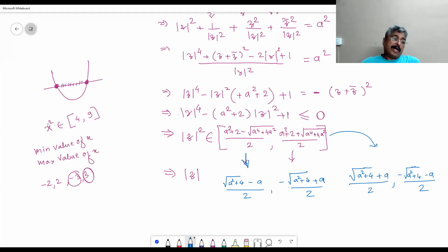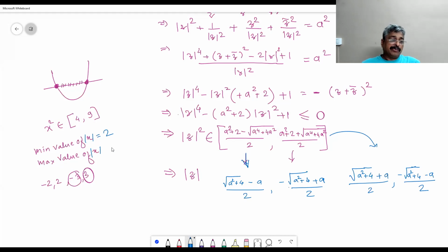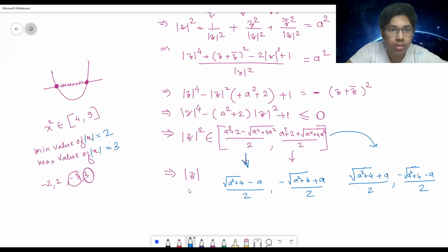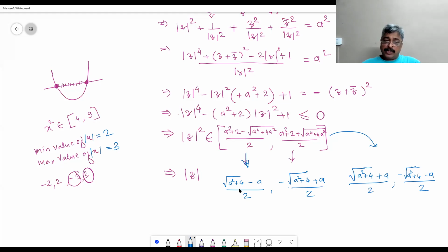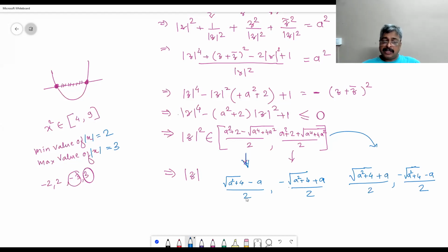If I would have asked you the question here, what is the minimum value of mod x and what is the maximum value of mod x, then what would have been the answer? Minimum value of mod x would be 2 and maximum value of mod x will be 3. Okay. So now we have to find out which one is, first of all, is this quantity positive? Yes, because if this 4 is not there, then it is root a square minus a, which is 0. Therefore, if 4 is there, this quantity is bigger than this. Therefore, this quantity is positive.